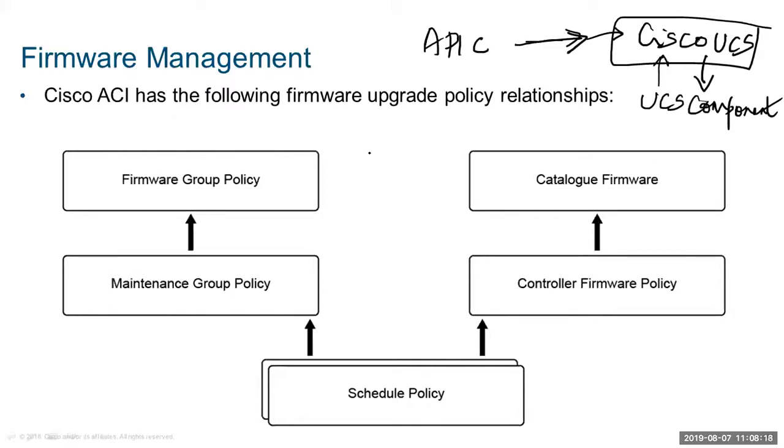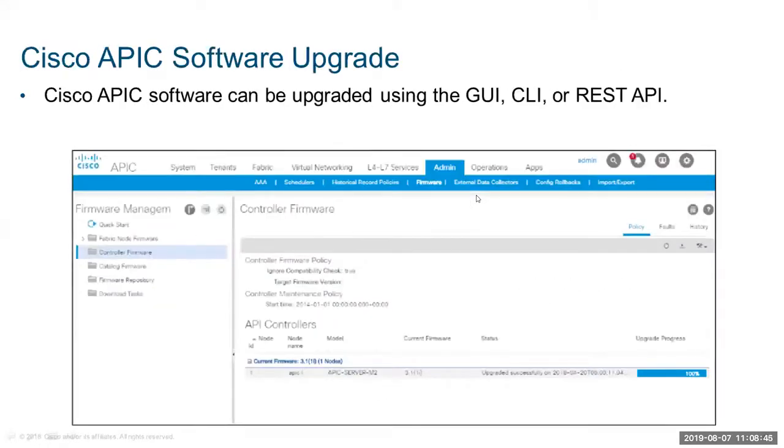Okay. So we are going to go ahead and configure. The first thing is to make sure that you have the images in the firmware repository. You have to download it from maybe a secure copy server or an HTTP server into the firmware repository, which is essentially on your APIC controllers. You're going to find the option to do that on the Admin tab under Firmware.